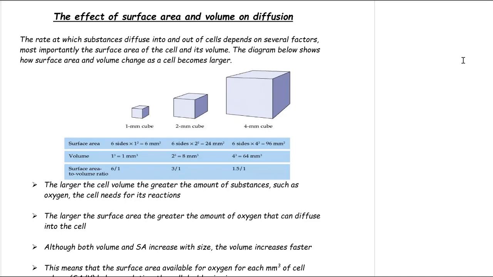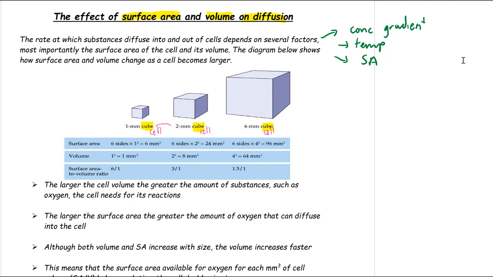Now the next little part is a tricky concept. So what effect does surface area and volume have on diffusion? As we've said, the rate at which substances diffuse into and out of the cell depends on several factors. We said concentration gradient, temperature, and surface area. Some other things that affect it are the surface area of the cell and its volume. So the diagram below shows how surface area and volume change as a cell becomes larger. We're using these little cubes here to represent cells. So this is our little cell.